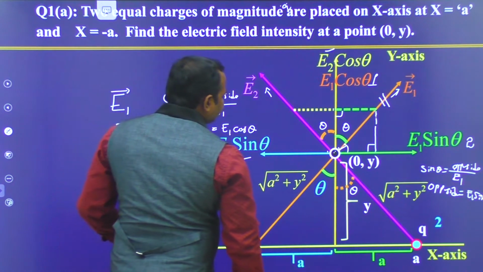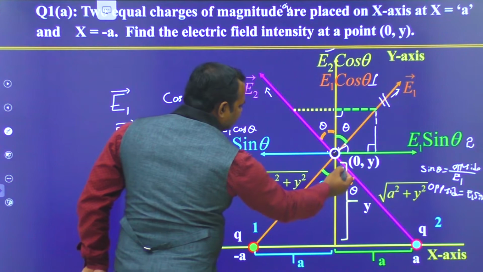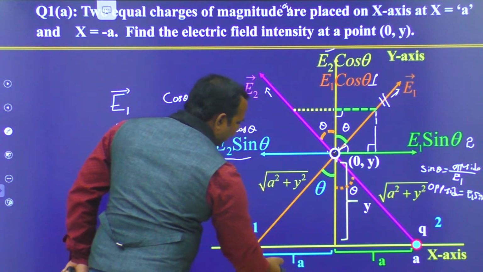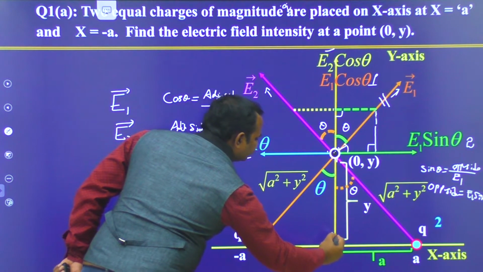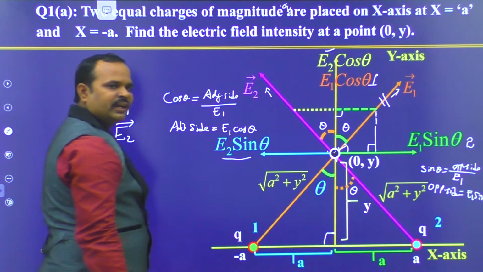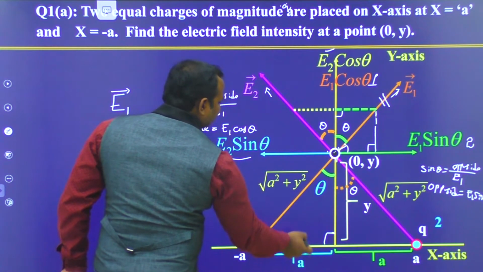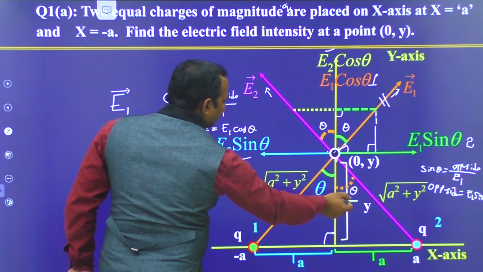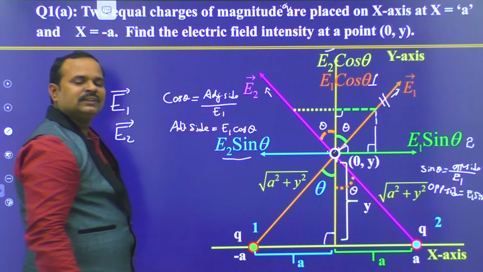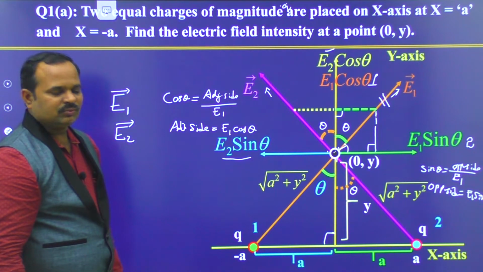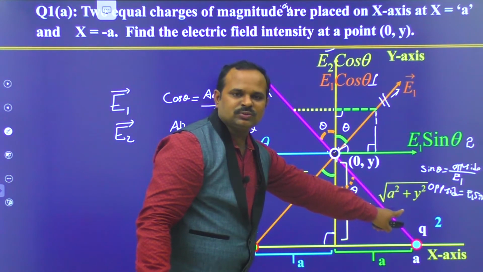Now we can also write, see here, this is theta, this is y, and this is a. So this is actually a right angle triangle, and this is another right angle triangle. Now the hypotenuse of the right angle triangle is the root of side square plus side square, that is a square plus y square. So the hypotenuse is root of a square plus y square. Similarly, this side also we can write as root of a square plus y square.